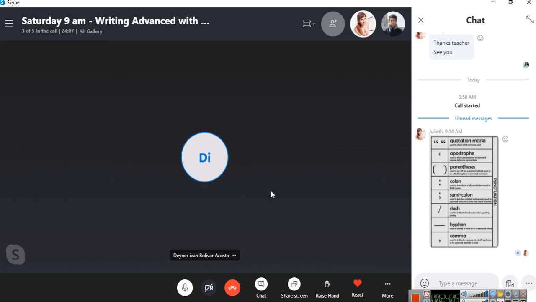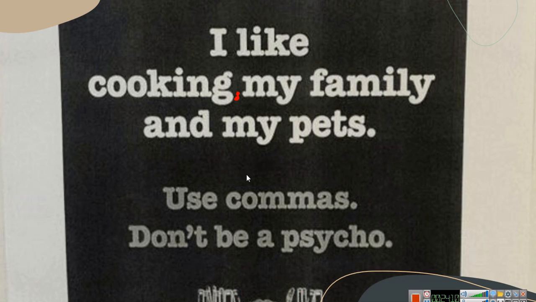That's great. So, cooking and then it can be family. That's right, yes, it's right. Because you like cooking, you like your family, and you like your pets. Okay, all of them. Teacher, yes. When we write "and," the comma is necessary because the next word is "and."